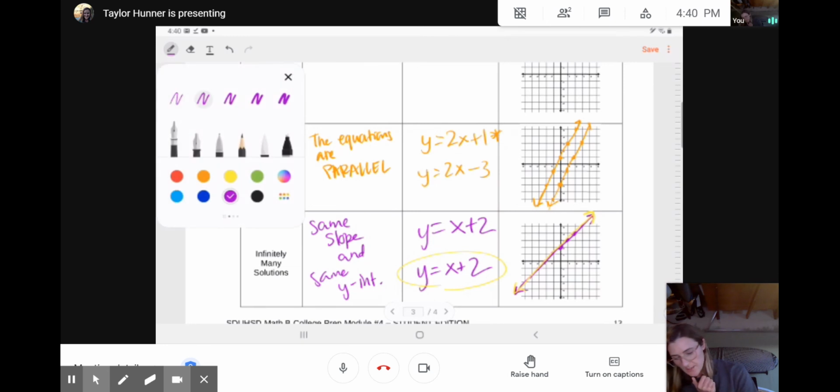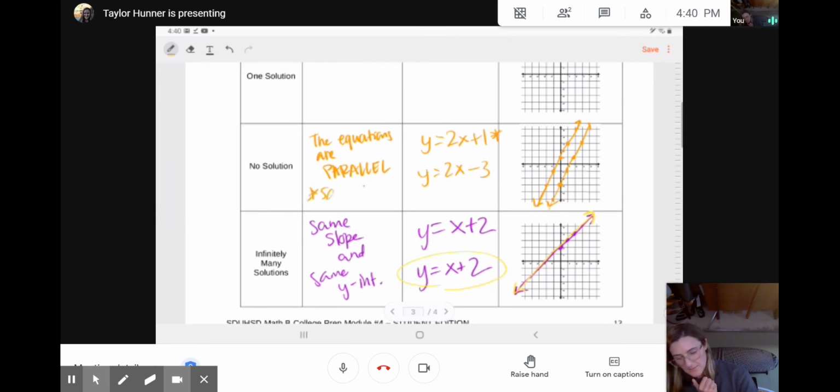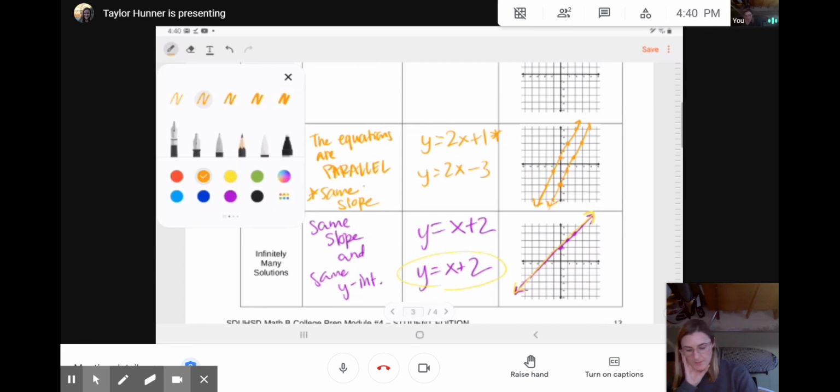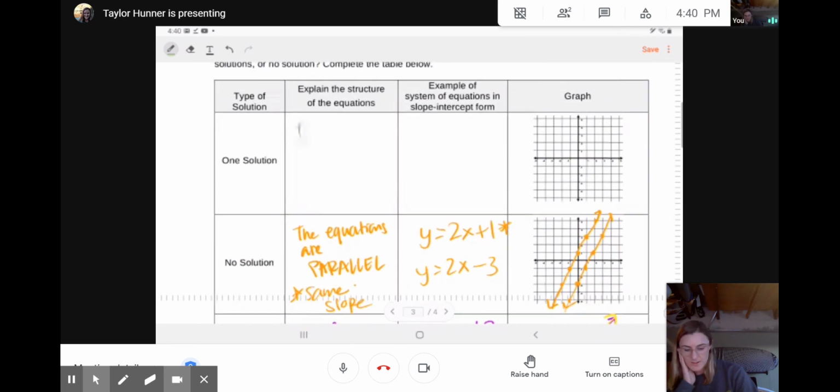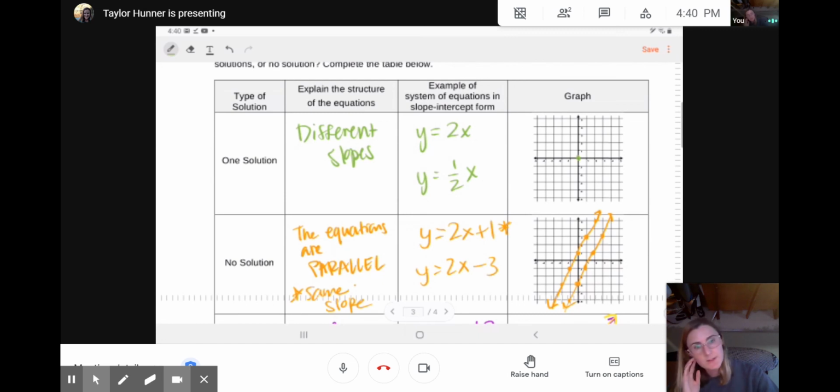Okay, I should actually come back up here and write that these equations have the same slope, which actually makes them parallel. So the thing about one solution is it's most of the time two equations only have one solution, because any two equations that have different slopes, even if they have the same y-intercept, they have one solution. That's it. That's the only requirement. So I could have y equals 2x and y equals half x. Both of those have the same y-intercept of 0.